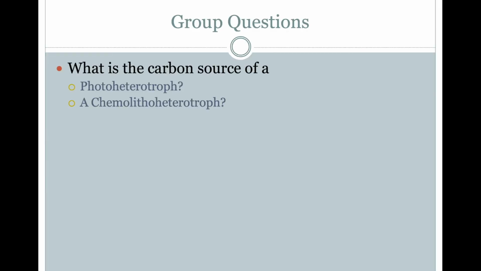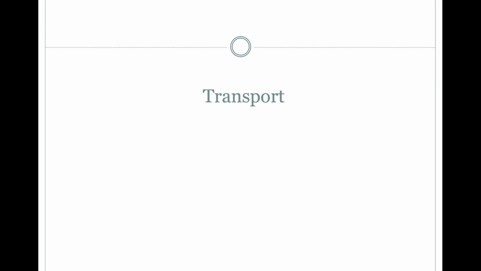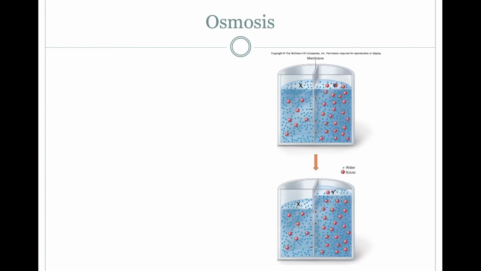All right. So let's talk about transport, how organisms get stuff into and out of the cell. And to begin, we'll look at the movement of water. This is the process of osmosis.